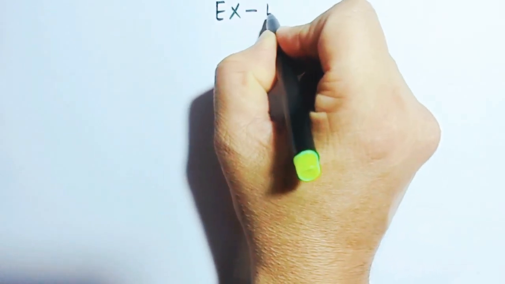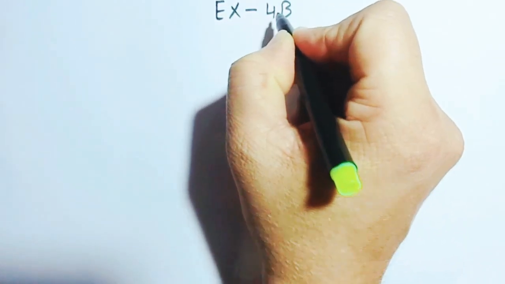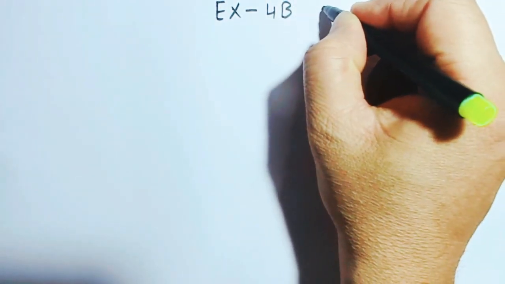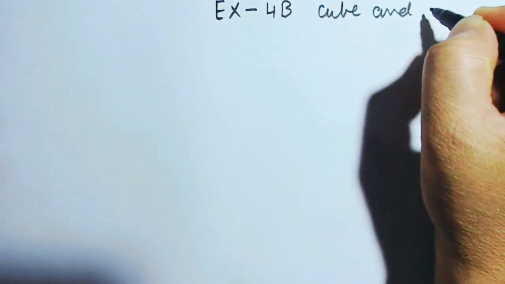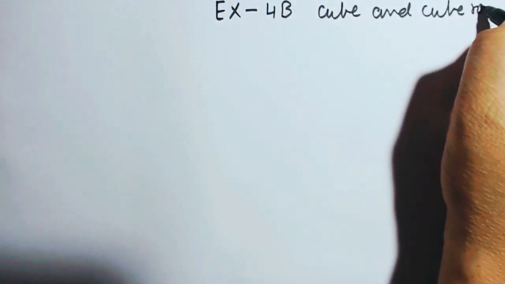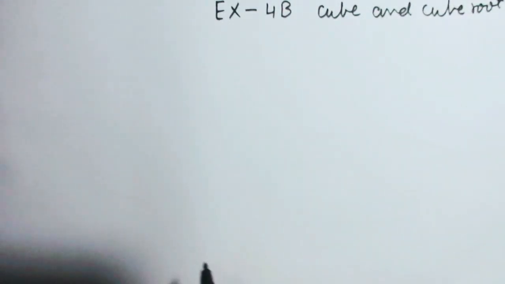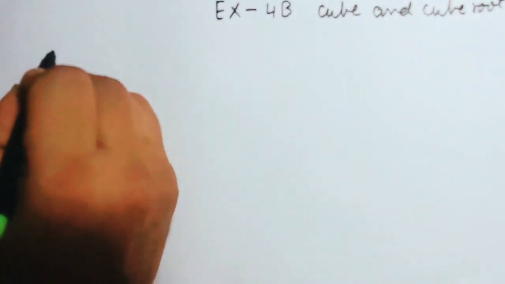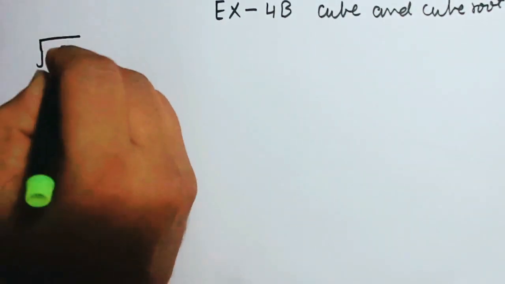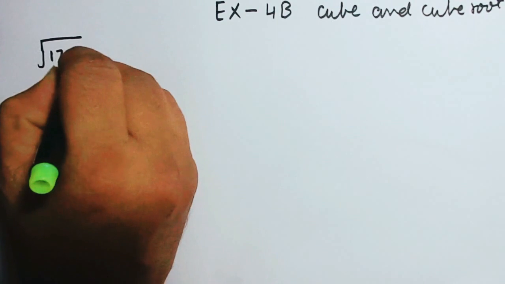Now we shall deal with exercise 4b. Exercise 4b also deals with cube and cube root. Here we have some more examples, like find the cube root of 1728. This means find the cube root, so you have to mention the sign over here.